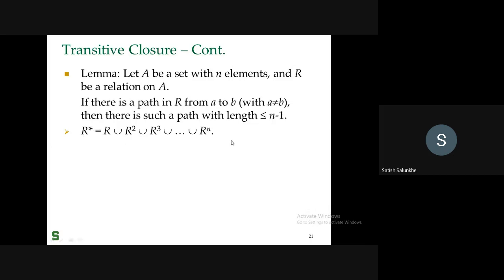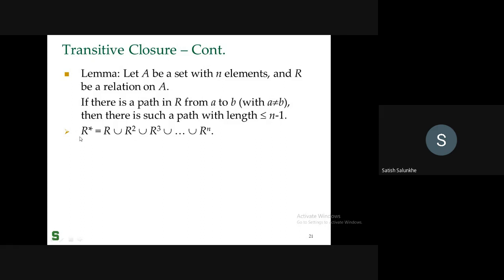How will we find this? It is basically the union of R, united with R composition R, that is R square, united with R composition R composition R, that is R cube, united with dot dot dot, united with R raised to n. Now what is n? Let A be a set with n elements. So how long can you continue this composition at the max? R raised to n. If you do R raised to n plus 1, it will remain the same. There will not be any further changes. The maximum level of composition we can carry out is R raised to n.